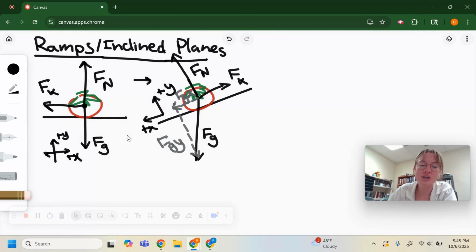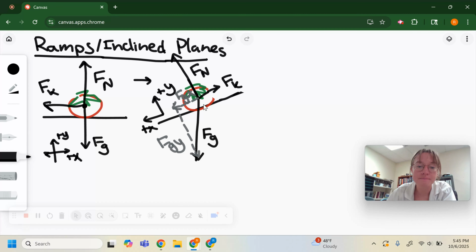If you wanted to show that this tomato was not slowing down, but was in fact speeding up, you would have to have an FGX that is greater in size than FK. FK would have to be less than FGX. And if you wanted this tomato traveling at a constant velocity, meaning no acceleration in the x direction, that would mean that FGX is equal in size to FK.